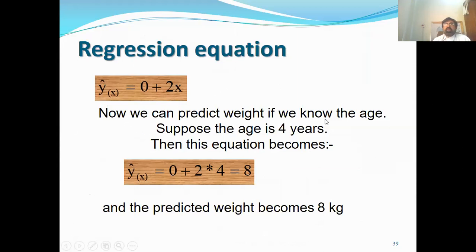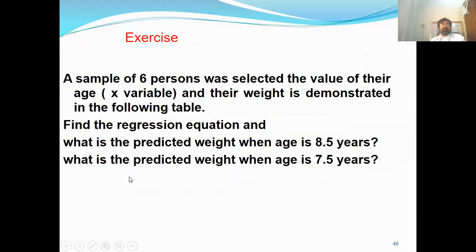Now we can predict weight if we know the age. Suppose the age is 4 years, then this equation becomes, you can replace x with 4, and that will become 8. So the predicted weight becomes 8 kg. So if you know the value of x, you can predict the value of y, which is the response variable.